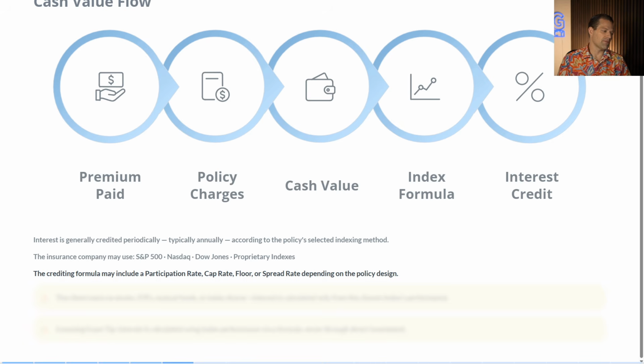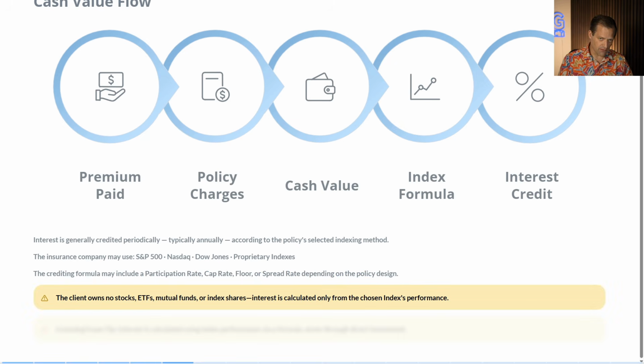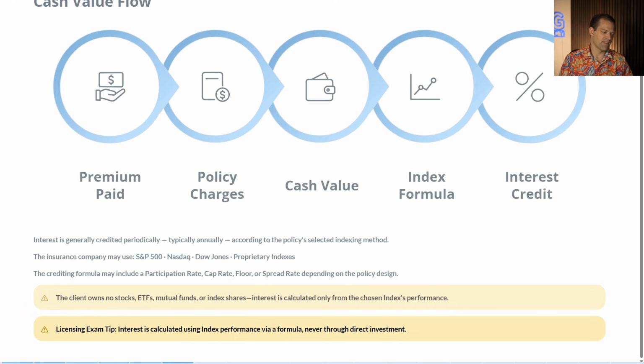And this crediting formula may include a participation rate, a cap rate, a floor, or a spread rate depending on policy design. Again, I repeat, the client owns no stocks, ETFs, mutual funds, or index shares. Interest is calculated only from the chosen index's performance, via formula. Again, never through direct investment. I'm trying to beat this into your head. This is not an investment product. IUL is insurance, and this is part of the reason why.